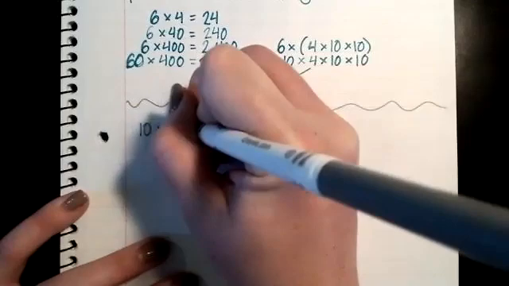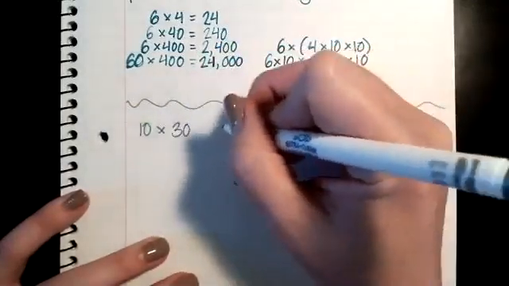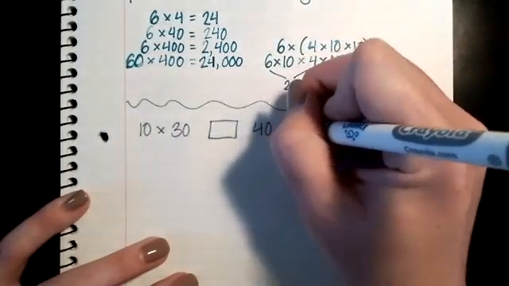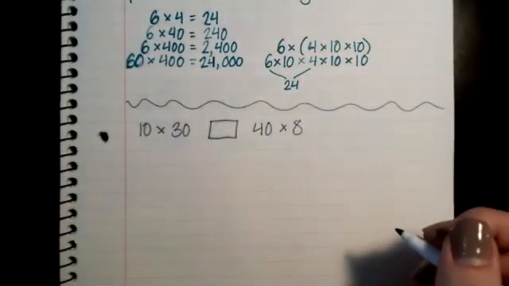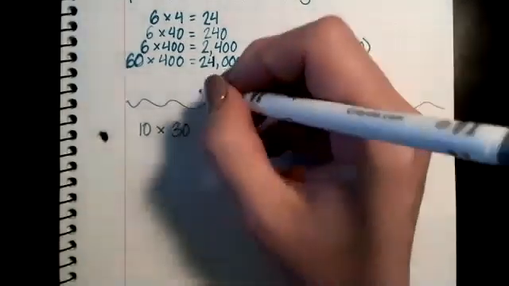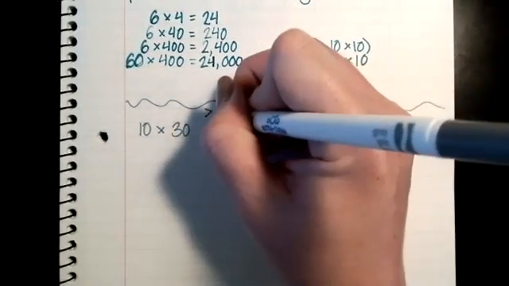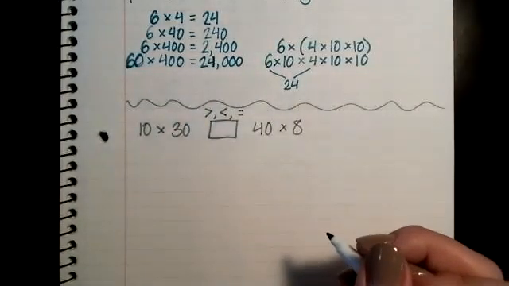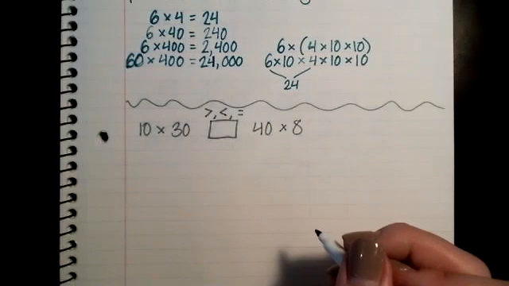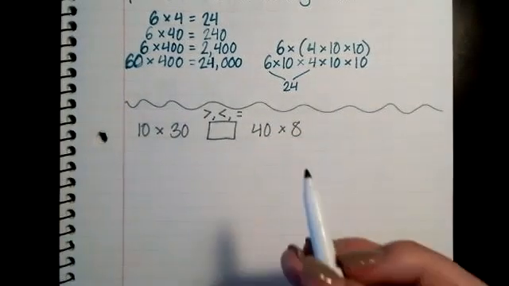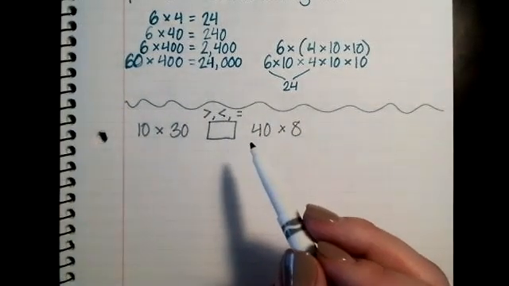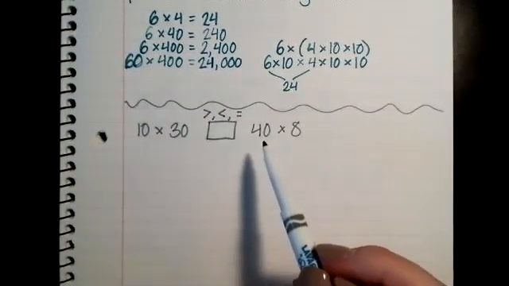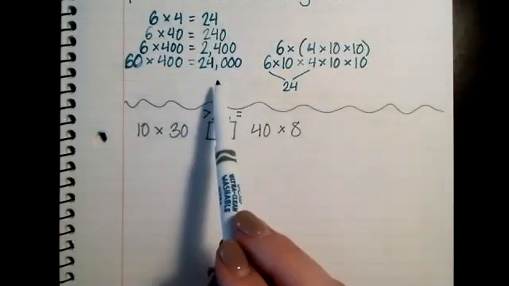10, let's do 10 times 30, and then a box in the middle, and 40 times 8. In this box, you're going to need to either write greater than, less than, or equal to. Now, without fully solving each one of these or drawing out an area model for each one of these, I can figure out which one's going to be bigger because I understand how my place value is working.